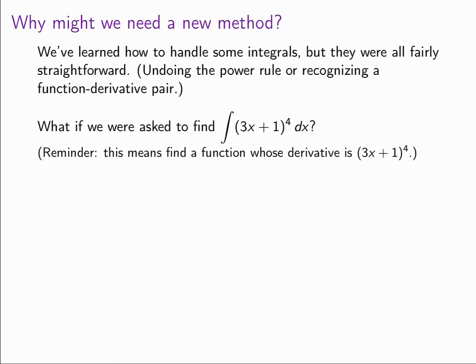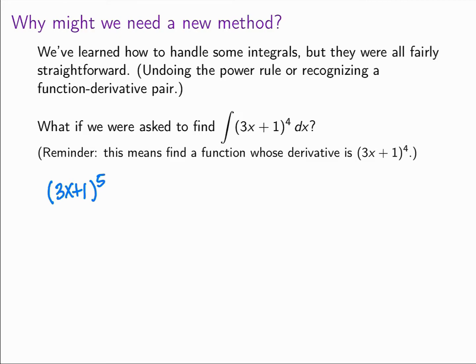But what if we were asked to find something like the integral of (3x + 1) to the fourth power? And reminder, what this means is we want to find a function whose derivative is (3x + 1) to the fourth. So as we look at this, we might think it should probably involve something like (3x + 1) to the fifth. Because we know when we take a derivative of some function to a power, taking the derivative decreases the power by 1. So if we wanted to end up with the fourth power here, we probably should have started with a fifth power.